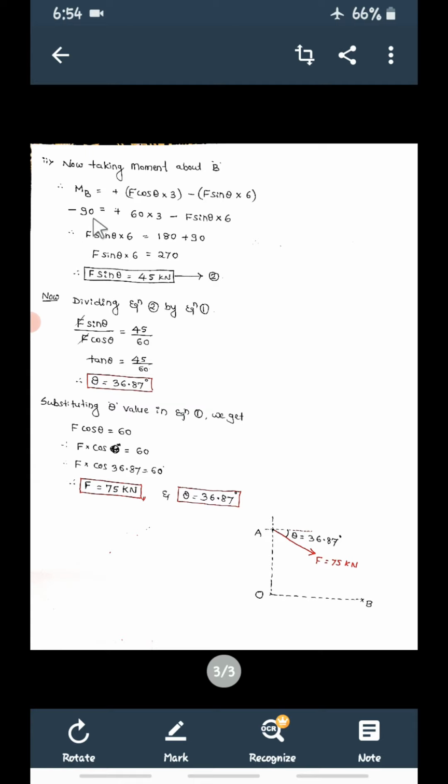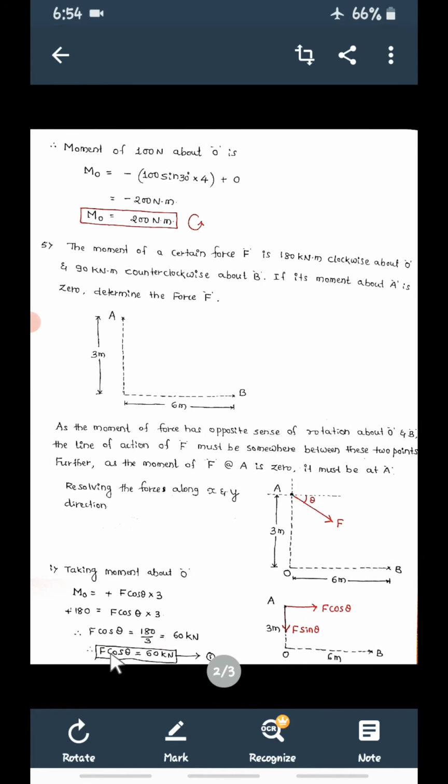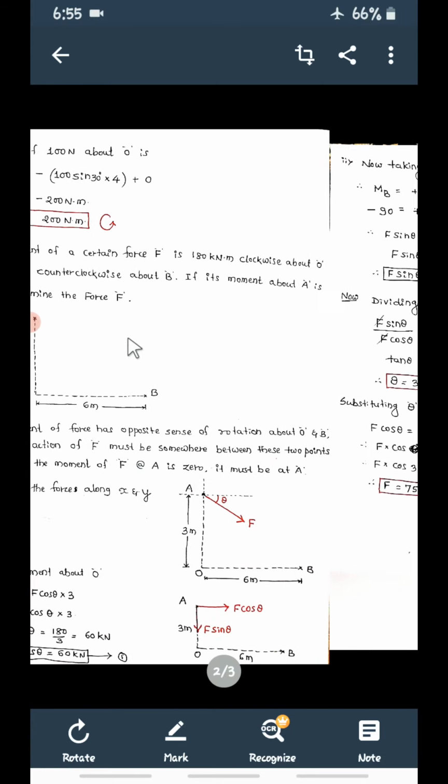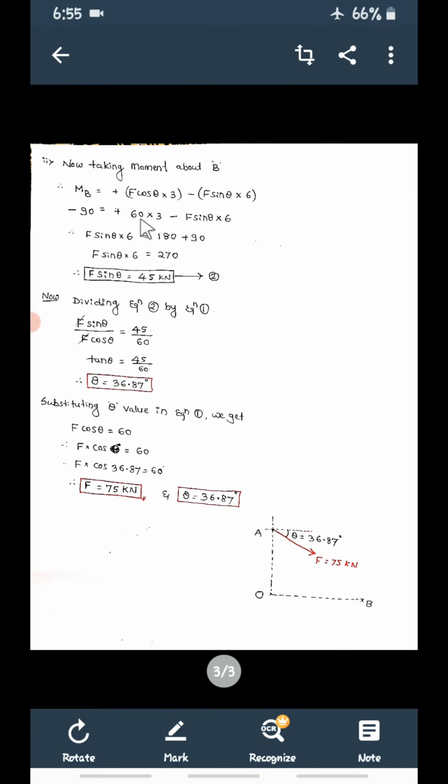So this is given. Moment about B is counterclockwise, means anti-clockwise, so you have to take minus 90. It is given, counterclockwise 90 kilonewton meter. Anti-clockwise means minus 90 is equal to F cos theta into 3 minus F sin theta into 6. In the earlier equation, F cos theta is equal to 60. So substitute here: F cos theta is 60 into 3 minus F sin theta into 6.